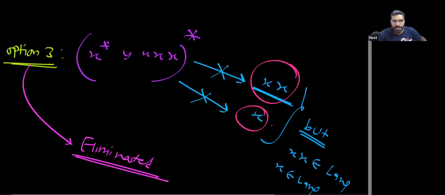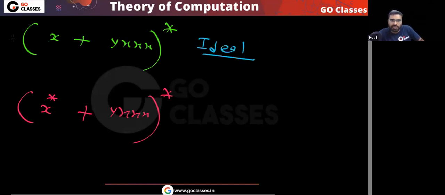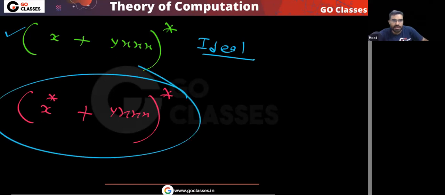Very simple. You tell me one more thing. Some variations I am asking. You know that this is the correct answer: X or YXX whole star. You know this is the correct answer. This is your idea number 1, and this is a correct answer. You tell me, will this be a correct answer?